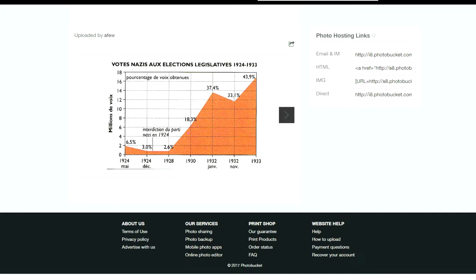Why did the Nazis have little success before 1930, in the Great Depression? If we look at this graph over here, we can see that before 1930, there was relatively low support for the Nazi NSDAP party. Then after 1929, the Great Depression, we see a fairly significant increase in the percentage of votes. So why was there this increase? And we'll look at that later. But why was there such low support before 1930?